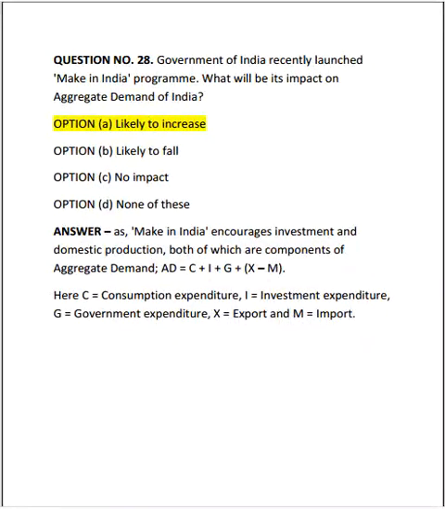Question No. 28. Government of India recently launched Make in India program. What will be its impact on aggregate demand of India? Option A. Likely to increase. Option B. Likely to fall. Option C. No impact. Option D. None of these. Answer: A, as Make in India encourages investment and domestic production, both of which are components of aggregate demand. AD equals C plus I plus G plus X minus M. Here C equals consumption expenditure, I equals investment expenditure, G equals government expenditure, X equals export and M equals import.